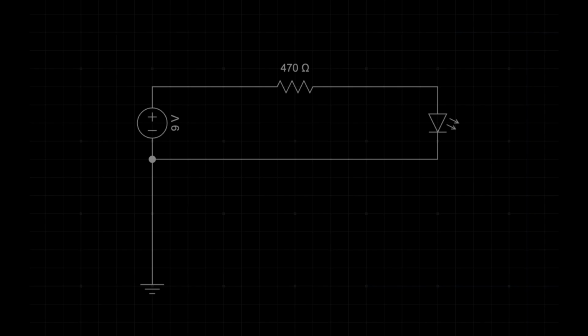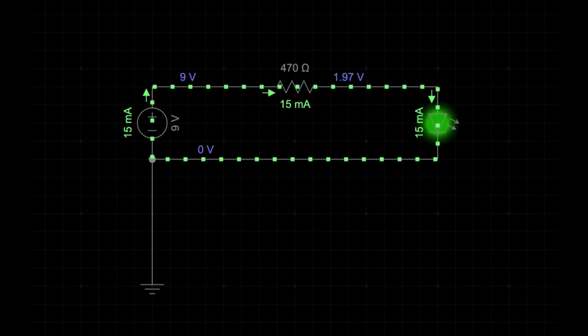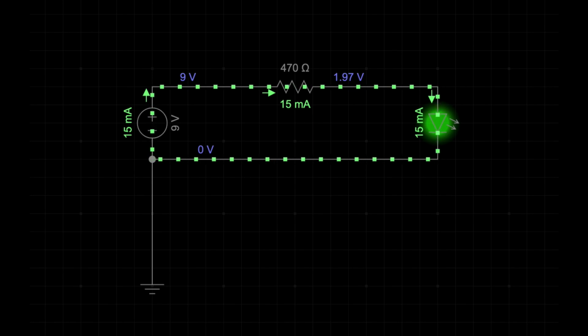I don't have a 350 ohms resistor, so I'm going to use the next highest value, which is 470 ohms. With a 9-volt battery, a 2-volt LED, and a 470 ohm resistor, we have our complete circuit. The current passes through the circuit and illuminates the LED without any problems.